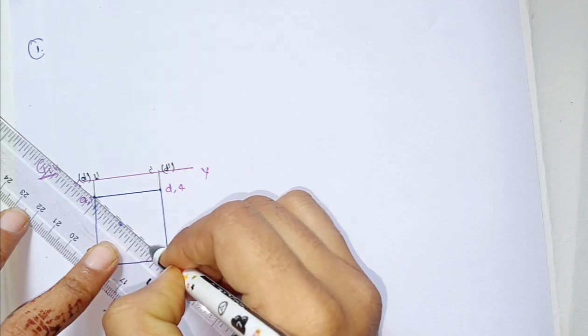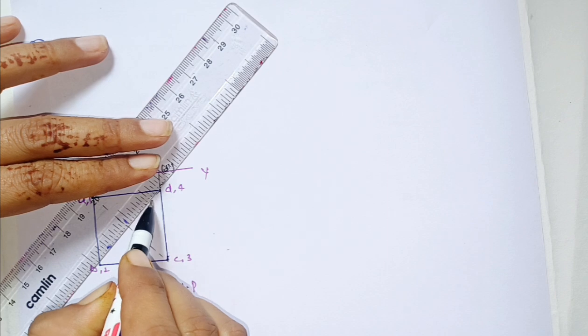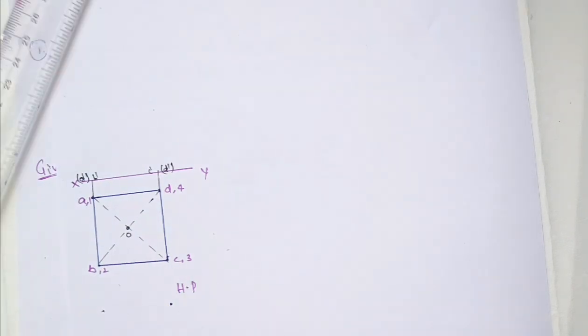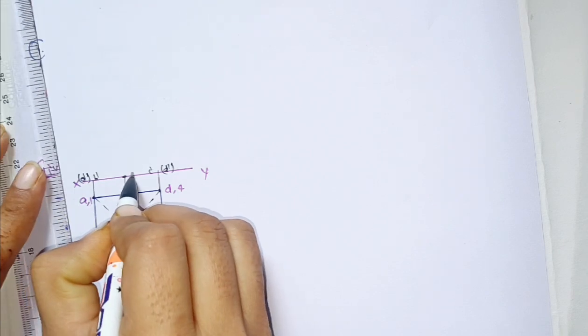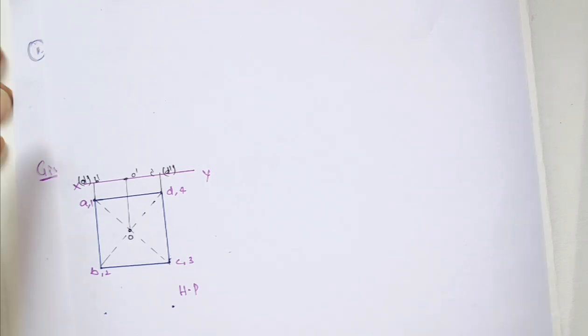So before that you have to mention the axis of the square. It is passing through the midpoint. This is the O point. From O you have to mention this O prime, and the axis is 60 mm, as given in the question.